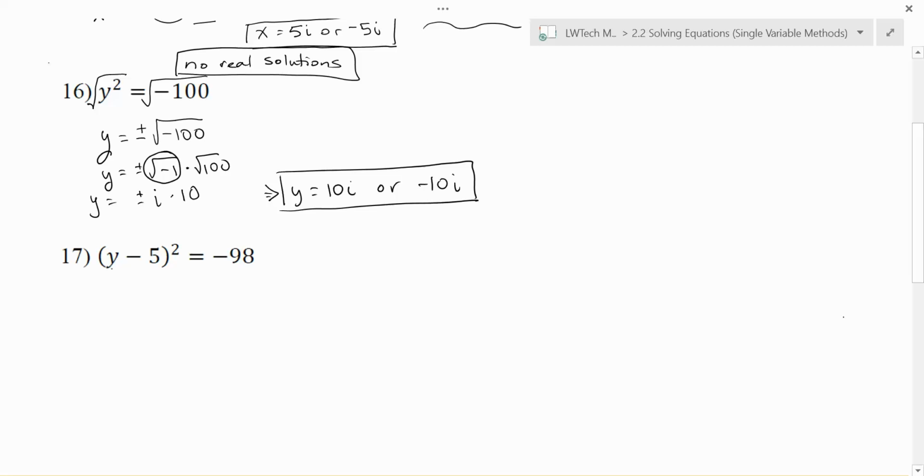Notice here I want to get the y by itself. There's a 5 in the way and a squared in the way. The 5 is trapped inside the squared, so I have to get rid of the squared first when I'm peeling things away to get the variable alone. So here I take the square root of both sides. On the left, the square root and the square undo each other and leave me just with y minus 5. On the right, I introduce the square root, so I have two possible solutions of the square root of 98. In this particular case, I see that negative number inside, so I'm going to pull that out as a -1 so I can get some imaginary values. And I have the square root of 98 that I need to deal with.